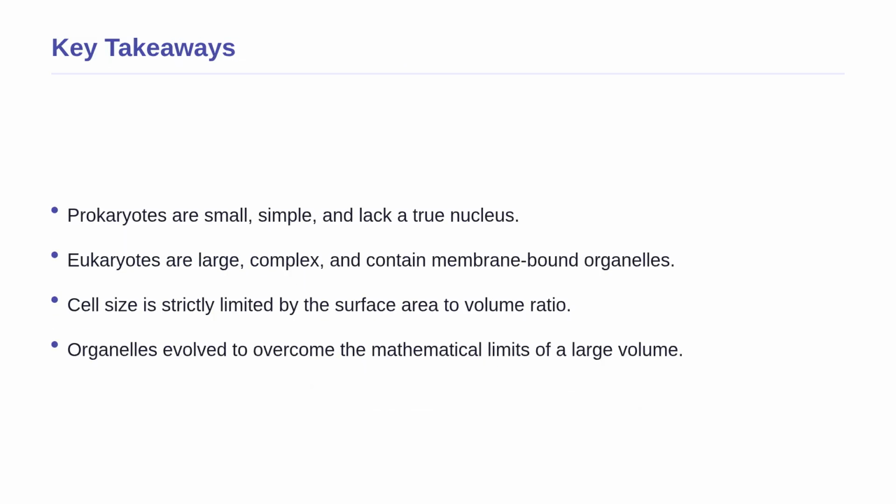We have covered a lot of ground today, so let us summarize the most important ideas. First, remember the fundamental structural divide. Prokaryotic cells are small and simple, without a nucleus, while eukaryotic cells are large and complex, with specialized organelles. Second, we learned that this difference is not random. It is driven by the mathematics of the surface area to volume ratio.